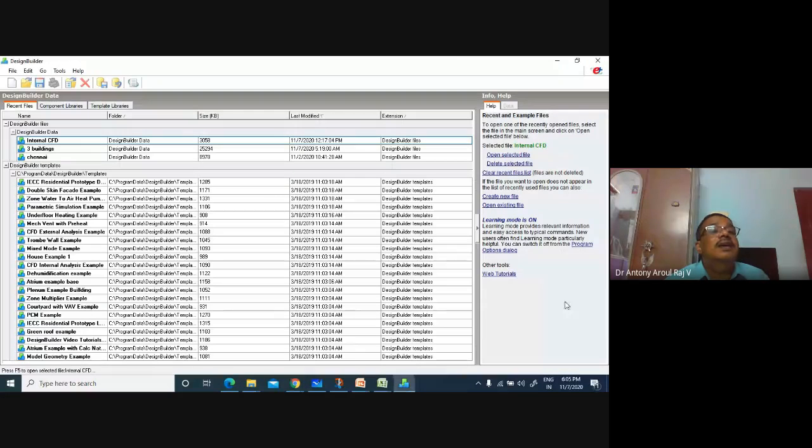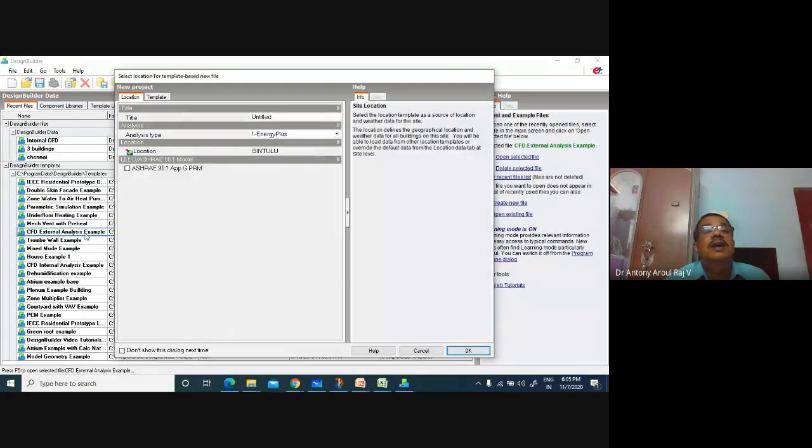So this is the Design Builder panel. We will see how the external CFD analysis is done in the Design Builder solver. Today's discussion is about the external CFD analysis. First, we will see the example given.